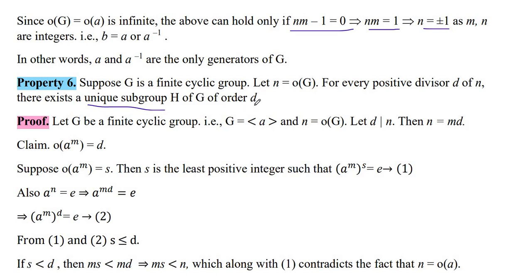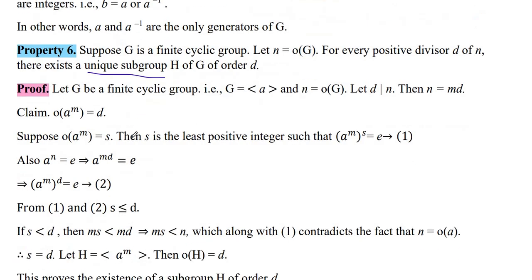And what is the order of that subgroup? It will be d. Now let G be a finite cyclic group generated by A of order n, and let d divide n. So this is given to us. Because d divides n, we know that n can be written as some integer m times d. Now we claim that the order of A power m is d. Suppose the order of A power m is s, then s is the least positive integer for which A power m raised to s is the identity element. We shall name that equation 1.